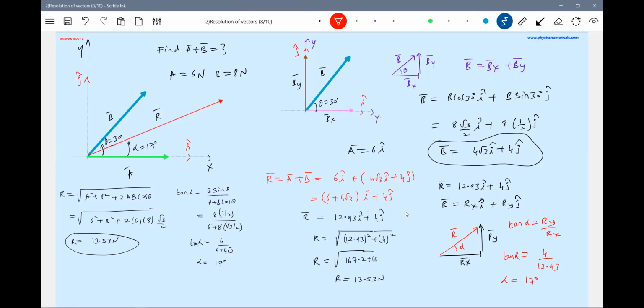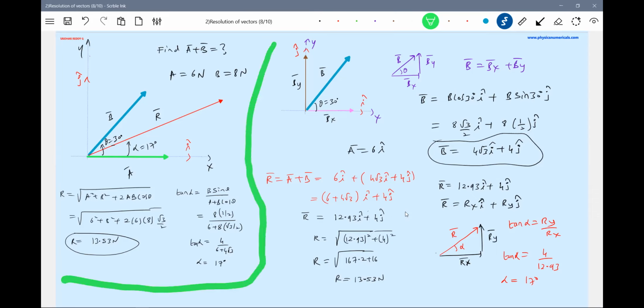Okay, now see, there are two methods. What are the two methods? I'll put a boundary here. How did we do the left hand side? The left hand side was done by the parallelogram law of vector addition. And how did we do the right hand side? By resolving of vectors.